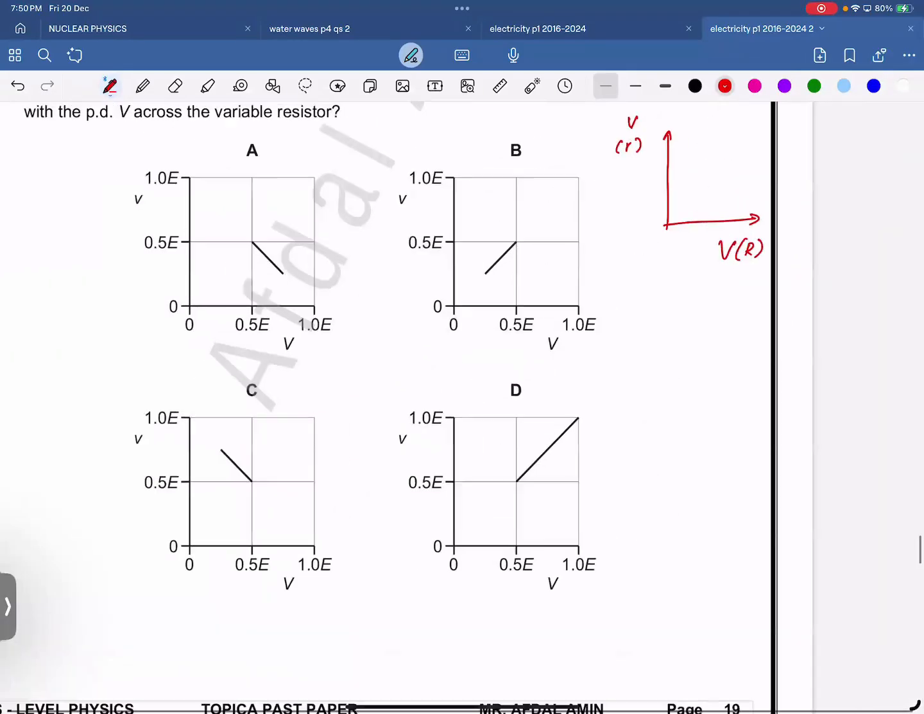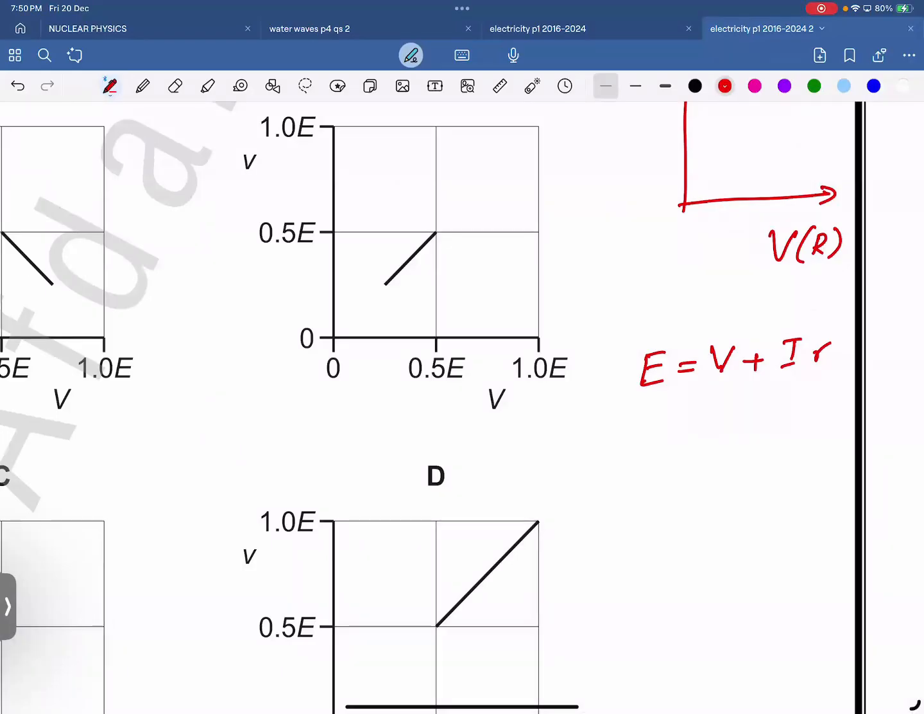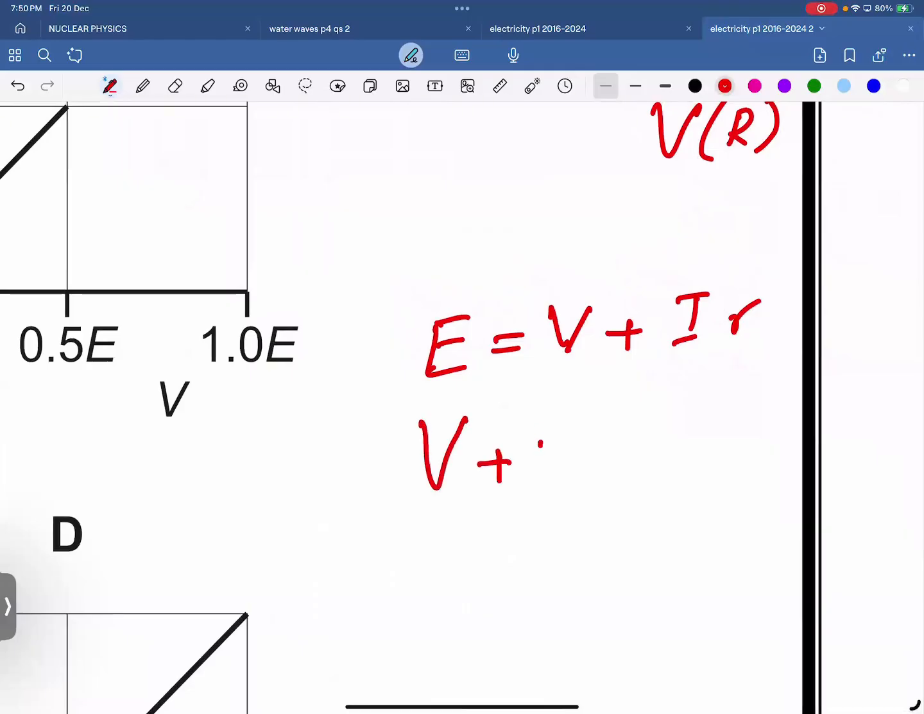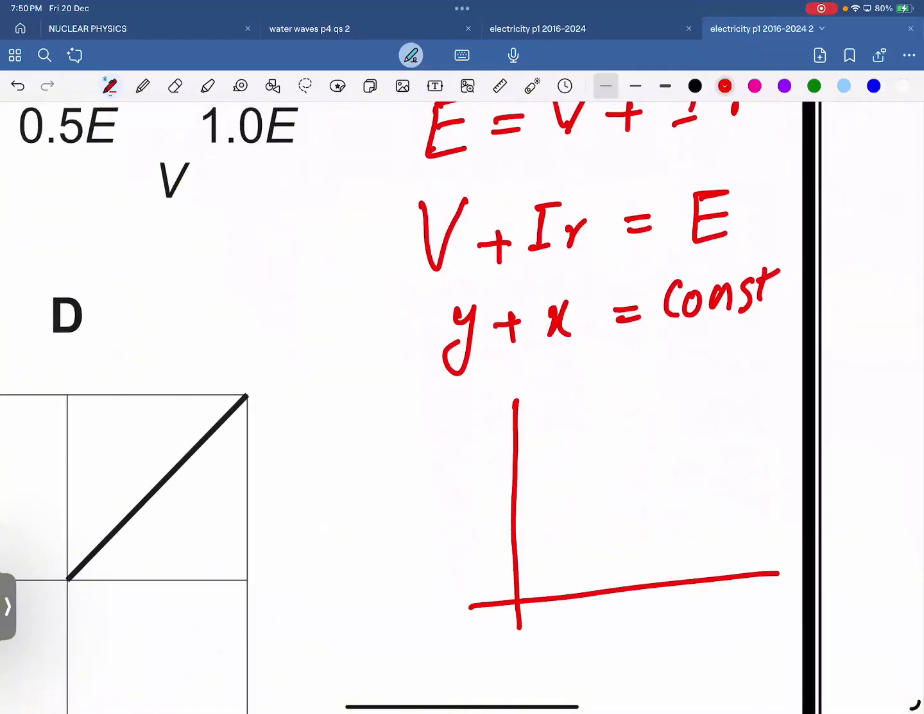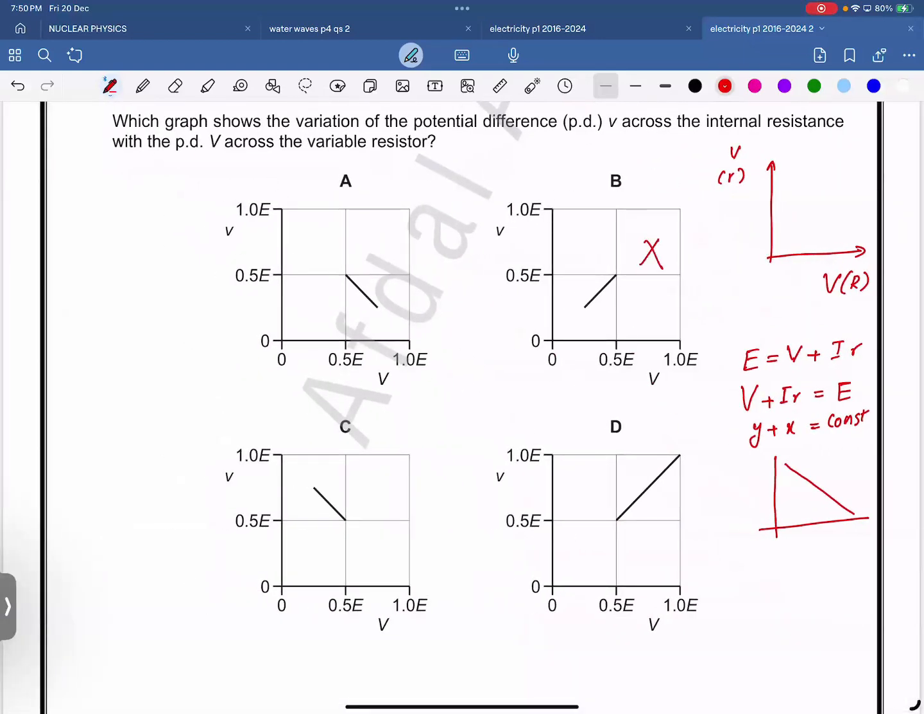Dear students, I will explain now. First of all, EMF is equal to V plus IR. External plus internal is equal to E. So Y plus X is equal to a constant. If you know maths, the graph of Y plus X constant is a straight line with decreasing gradient. You can shortlist 2 options. Options B and D are wrong. I already told you the graph should go down. This is the first concept.